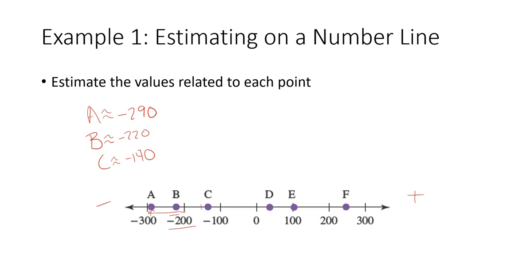For D, we could probably call that about 40, positive 40 in this case. E is pretty close to 100. We could say that's probably 105. And then F looks like it's between 200 and 300, so we could say that one's about 250. Even when you're estimating, you may not get the same answer as another person. Another person may estimate it slightly differently. The goal is that when you all estimate the same values, you get close to the same number.